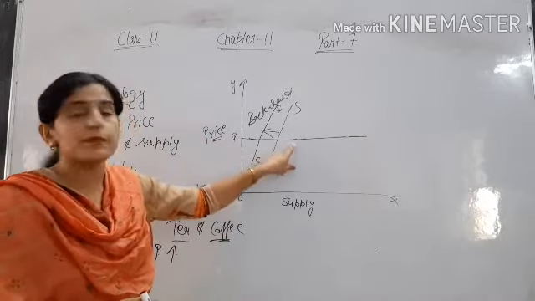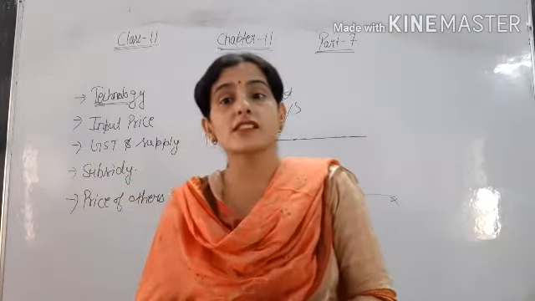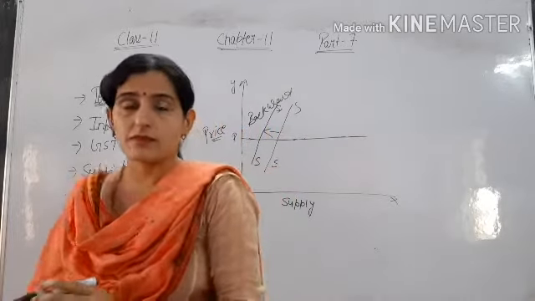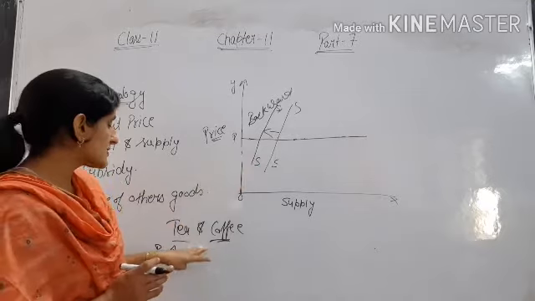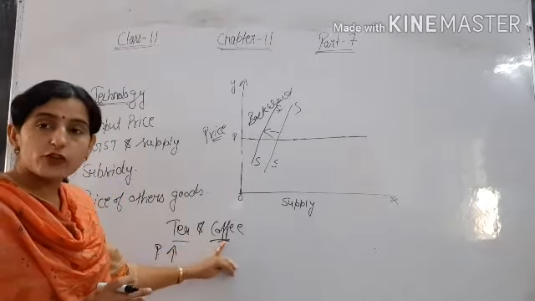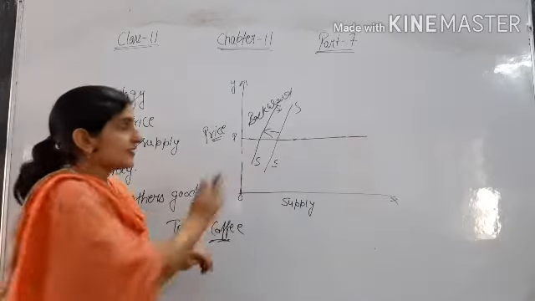But our price remains constant. There is no change in the price. We are only discussing the other effects. We have assumed price constant, and the other effects mean: due to the increase in the price of tea, what is the effect on coffee? The producer of coffee will supply less at the same price.